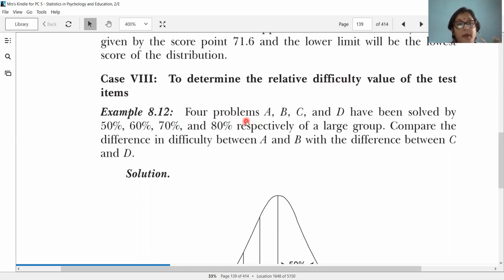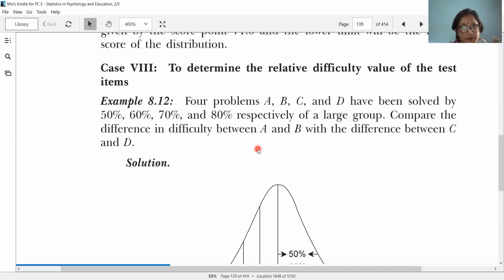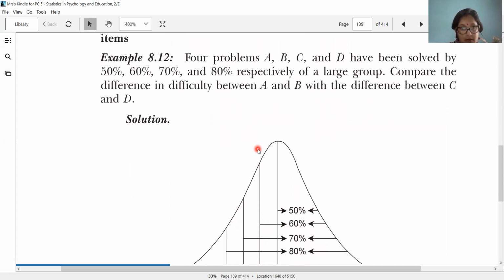According to this problem, 4 problems A, B, C, and D have been solved by 50%, 60%, 70%, and 80% respectively of a large group. Now compare the difference in difficulty between A and B with the difference between C and D. Now we need to go for the solution here.